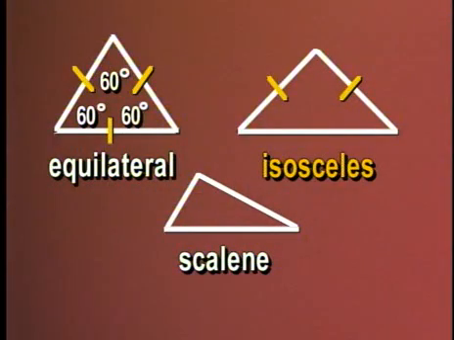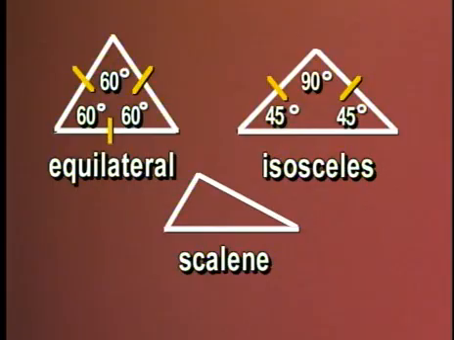Since the sum of the angles in a triangle is 180 degrees, and a right triangle has a largest angle of 90 degrees, the other two angles must add up to 90 degrees. If those two angles are equal, then each must be 45. So a very special right triangle is the 45 degree, 90 degree right triangle.